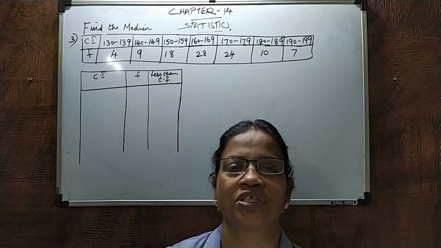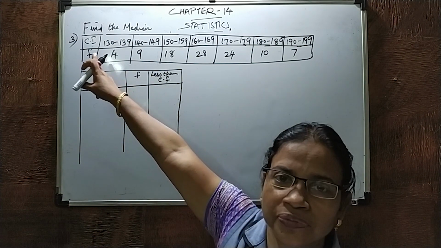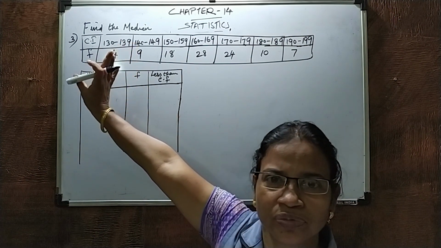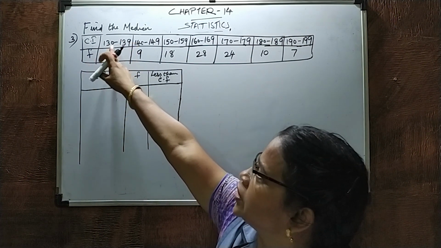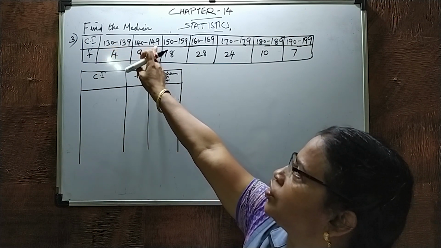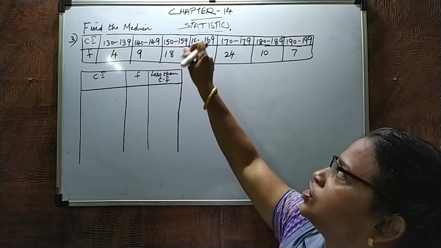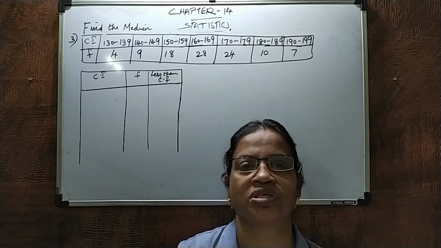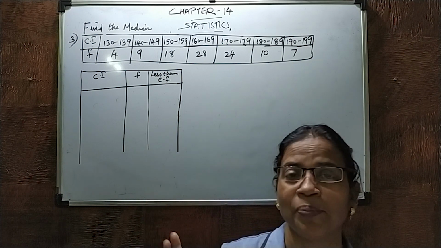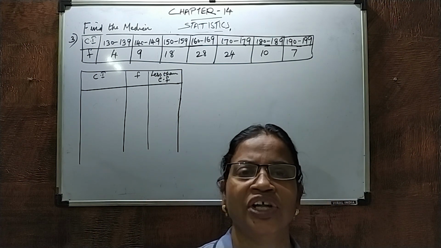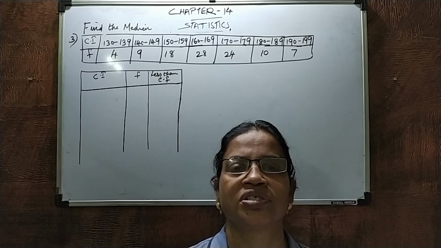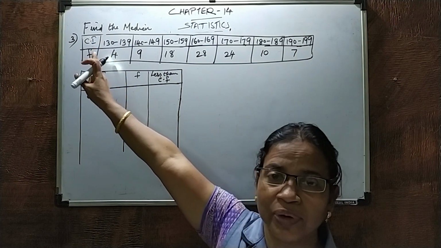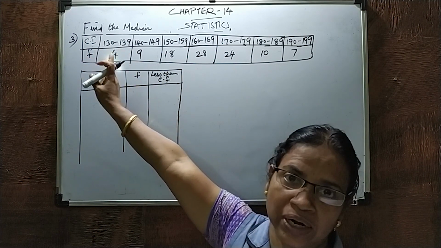Now we will do the third question. Look at the third question. Can you find any peculiarity? Here it is 130 to 139, 140 to 149, 150 to 159, 160 to 169, etc. It is not continuous. So for the median it is compulsory that you make it continuous. How will you make it continuous? You have to subtract 0.5 from the lower limit and add 0.5 to the upper limit.